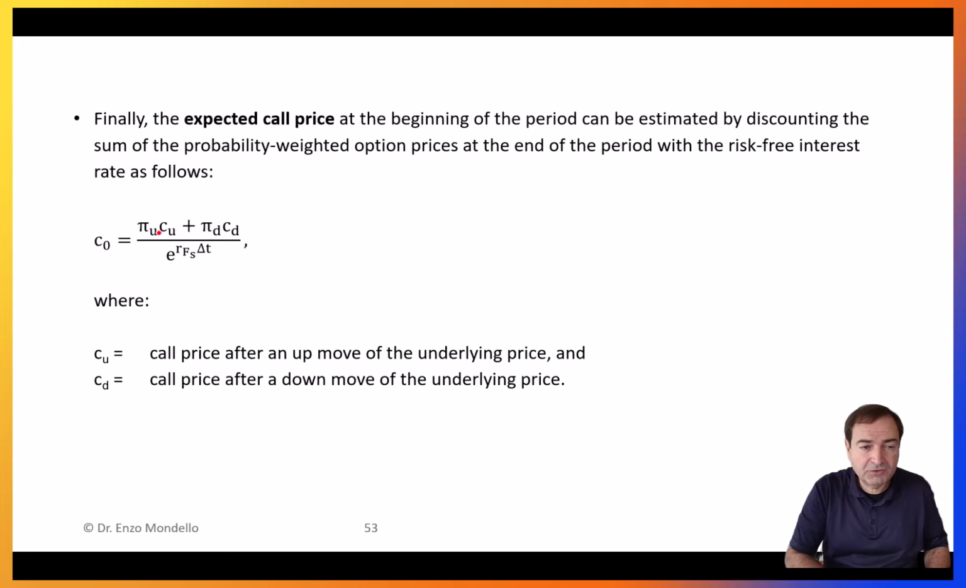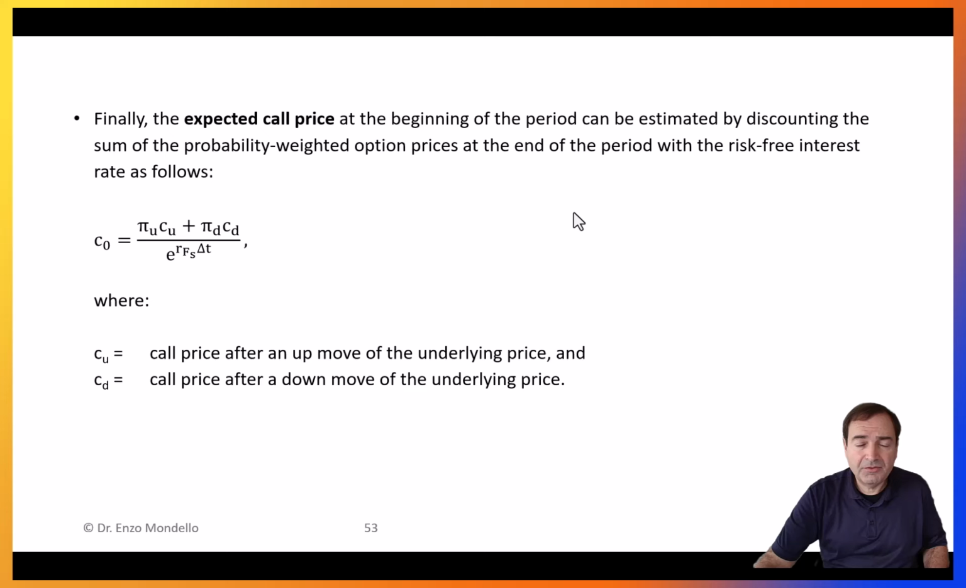We take the risk-neutral probability of an up move times the call price after an up move of the underlying share price plus the risk-neutral probability of a down move of the underlying share price times the call price after a down move. And that's discounted back over one period in the binomial model using the continuous compounded risk-free rate.